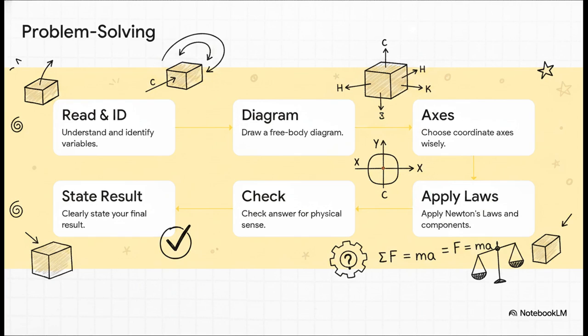So the crucial point here is that tackling dynamics at this level requires a really systematic method. You literally cannot just guess formulas and hope for the best. You need this 7-step process. Read and understand the problem. Identify the variables. Draw a precise free body diagram. Choose your coordinate axes wisely. Apply Newton's laws by breaking forces into components. Check your answer to see if it actually makes physical sense, and then clearly state your result. This framework is your absolute lifeline for managing complex exam scenarios without panicking.